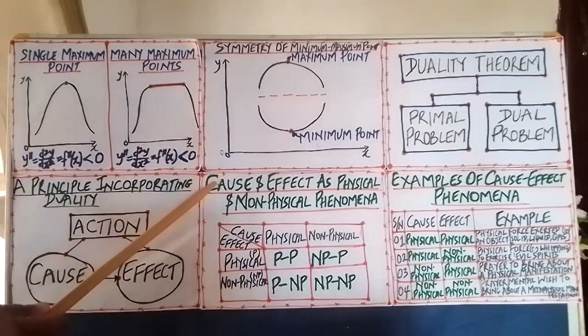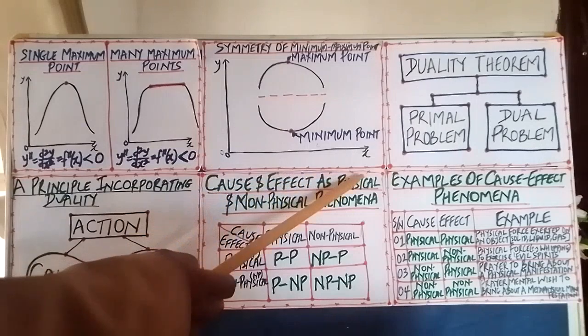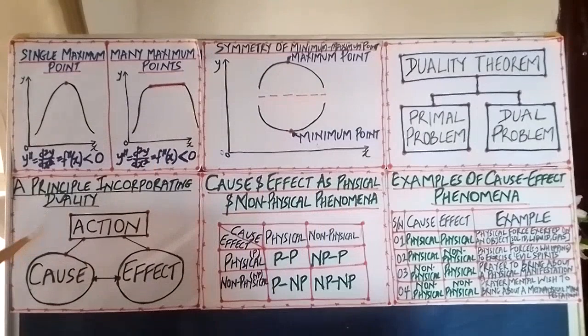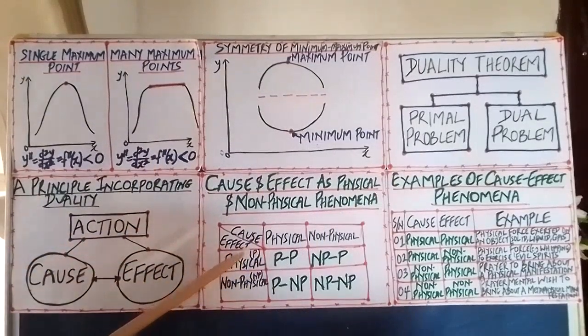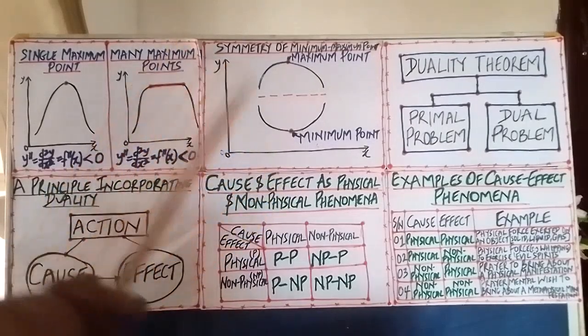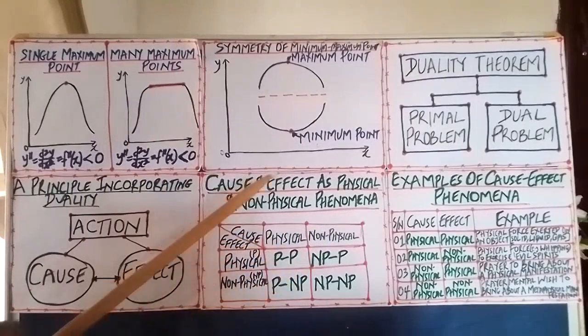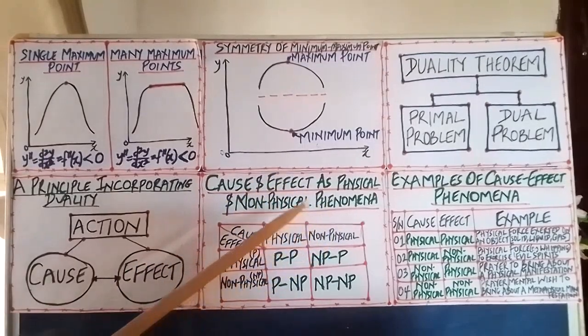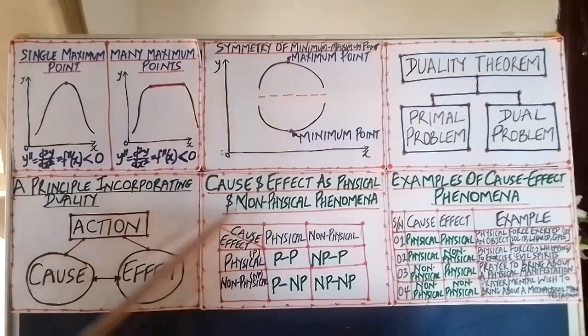So we want to move further to consider the cause and effect as physical and non-physical phenomena. We just want to use this table to link physical phenomena with non-physical phenomena. And of course, we have just used a simple terminology, non-physical. The non-physical could mean metaphysical, it could mean spiritual, depending on where we are in terms of our ideology, in terms of what we believe in life.